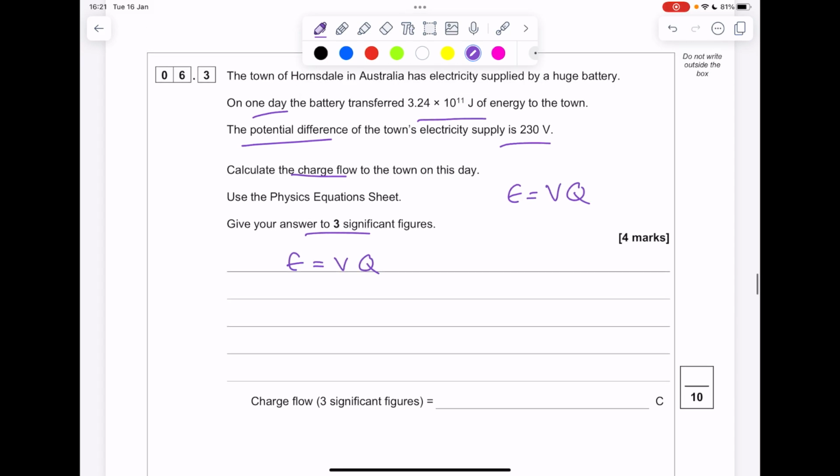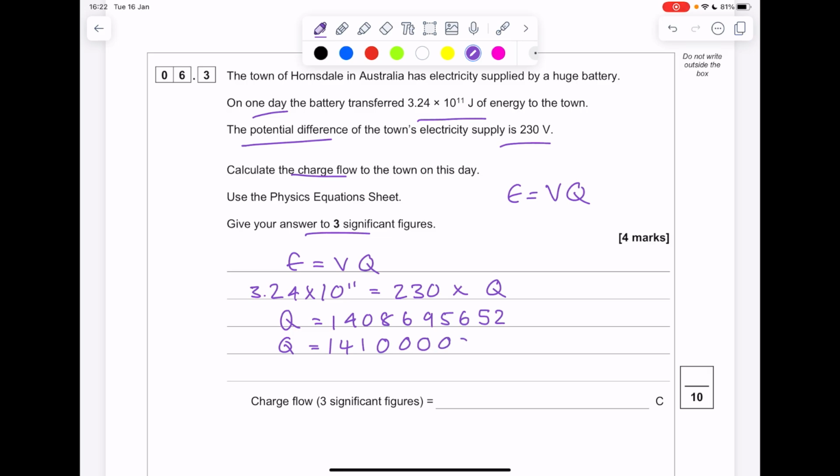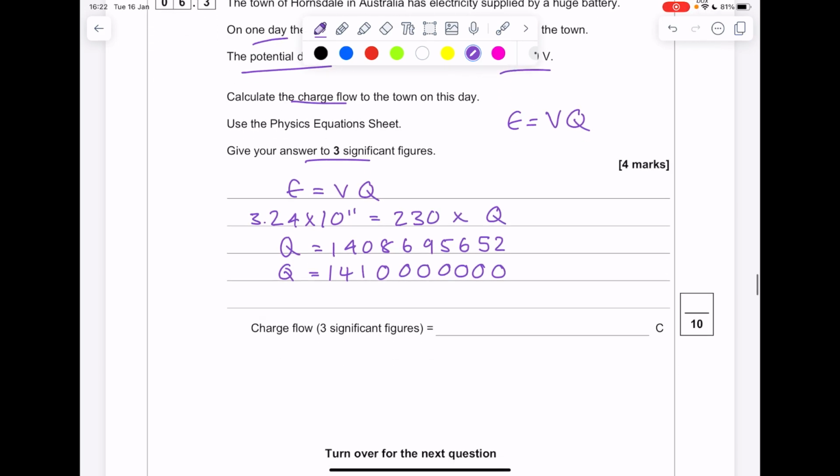The energy transferred is 3.24 times 10 to the 11. We know the potential difference is 230, times it by Q, which is what we're after. Divide both sides by 230 to find charge. We want our answer to 3 significant figures. You can give that in standard form or just write it out.